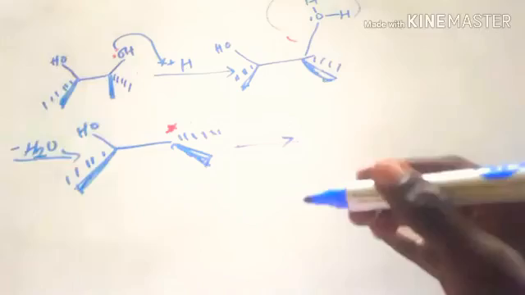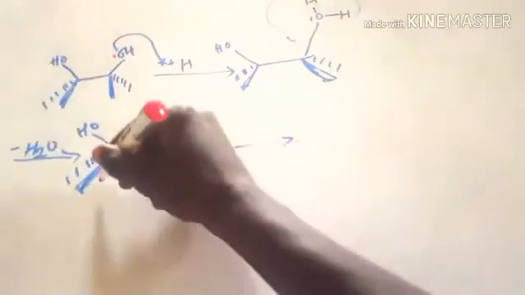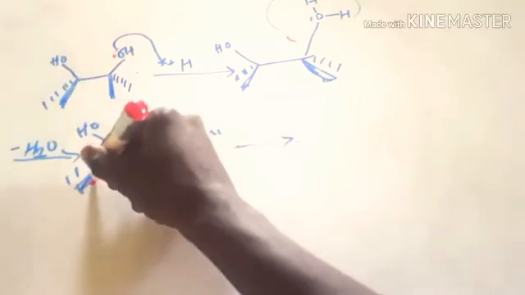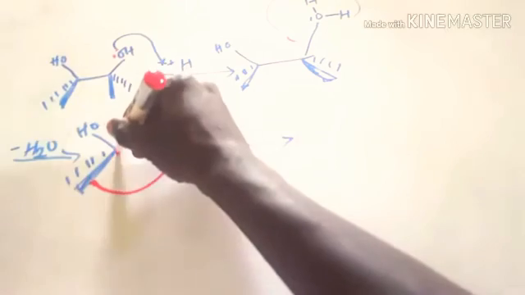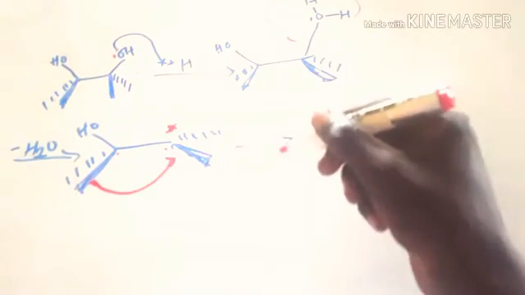For the third step, it will be a 1,2-methyl shift. That is, a methyl group from this place, the methyl pointing at you, will shift from carbon 1 to carbon 2. So that is what I am going to show you now.